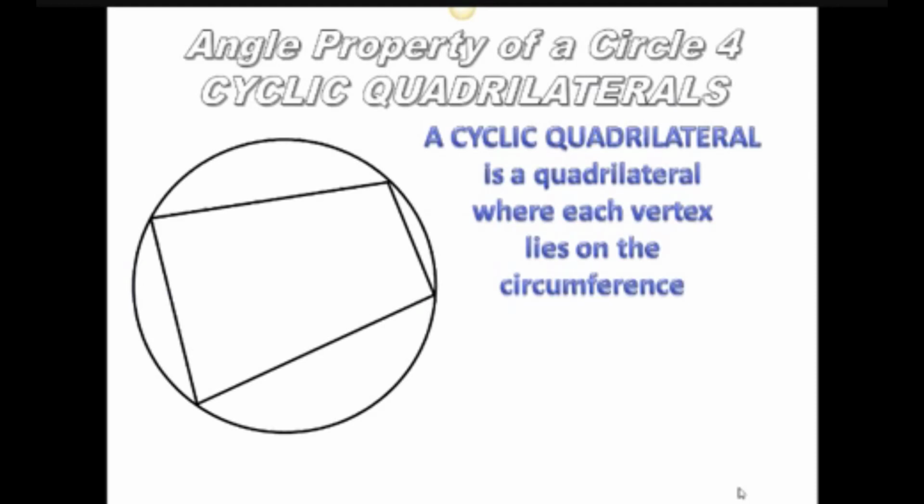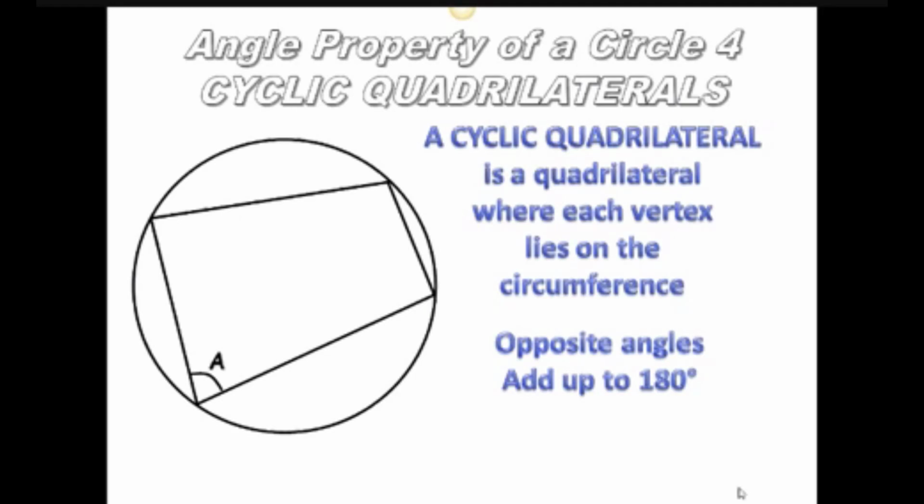Now, we already know that the four angles of a quadrilateral must add up to 360 degrees. Well, specifically for a cyclic quadrilateral, also opposite angles add up to 180. So, for example, angle A there, opposite that we've got angle B, they have to add up to 180 degrees. Then we've got angle C there, opposite that is angle D, they must also add up to 180 degrees.